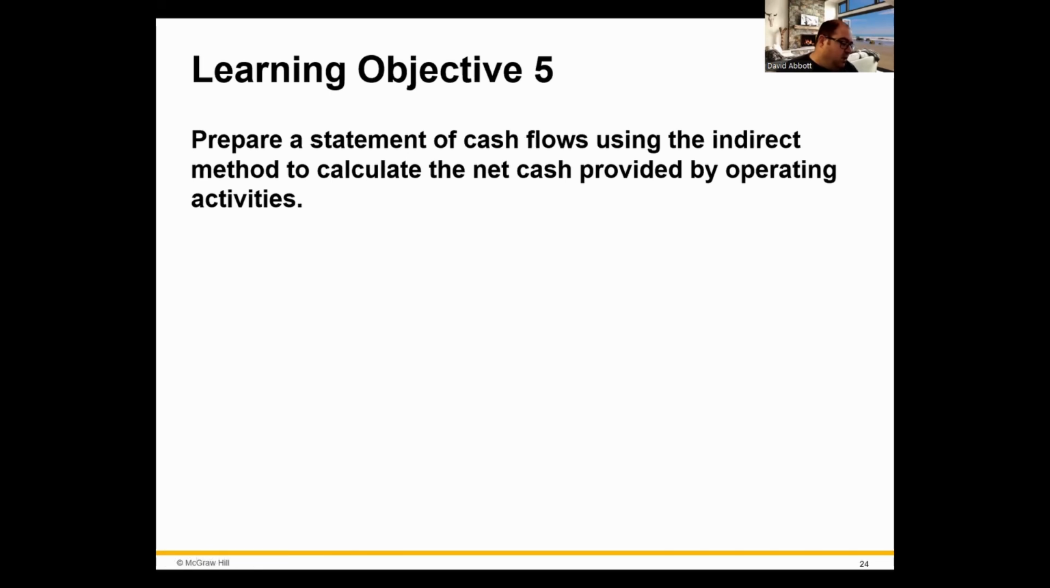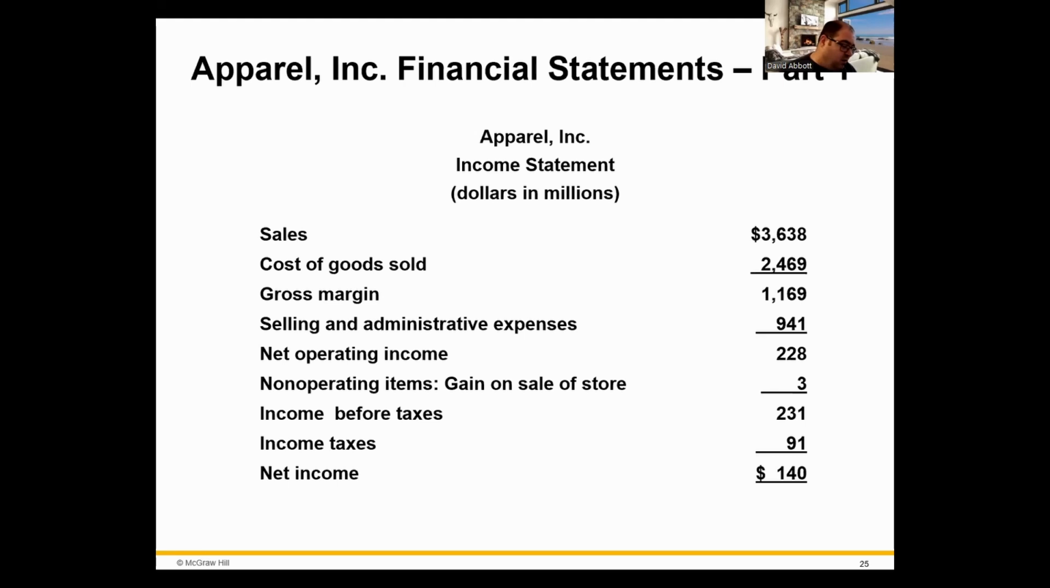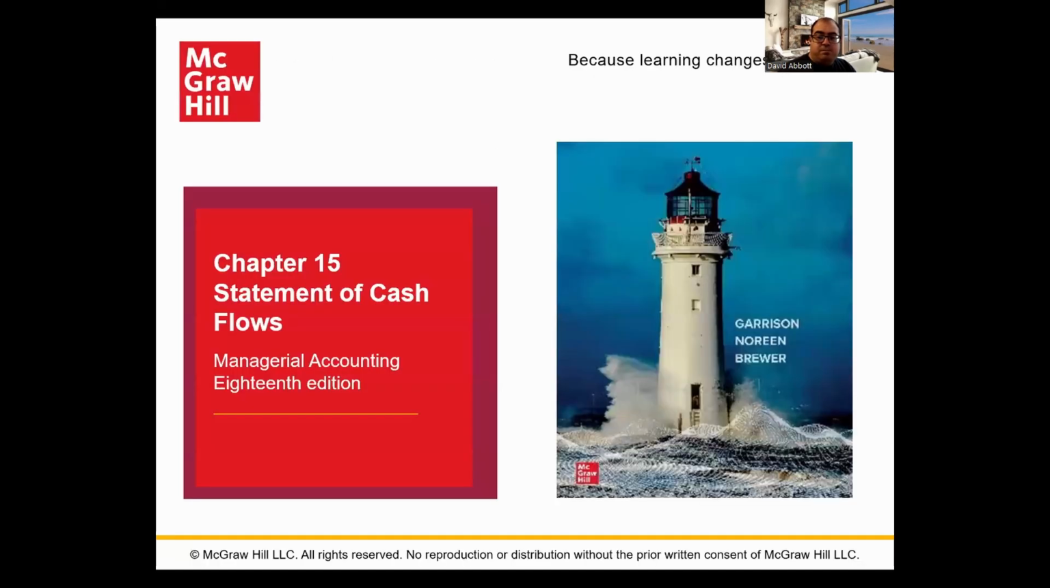All right. So now learning objective number 5 is we're now going to go ahead and prepare a statement of cash flows using the indirect method to calculate the net cash provided by operating activities. And we're going to take a look at a company called Apparel Inc. And so let's assume that Apparel Inc. reported the income statement that we see here. So they had sales and cost of goods sold, gross margin, and everything. It came out that they had a net income of $140 million.